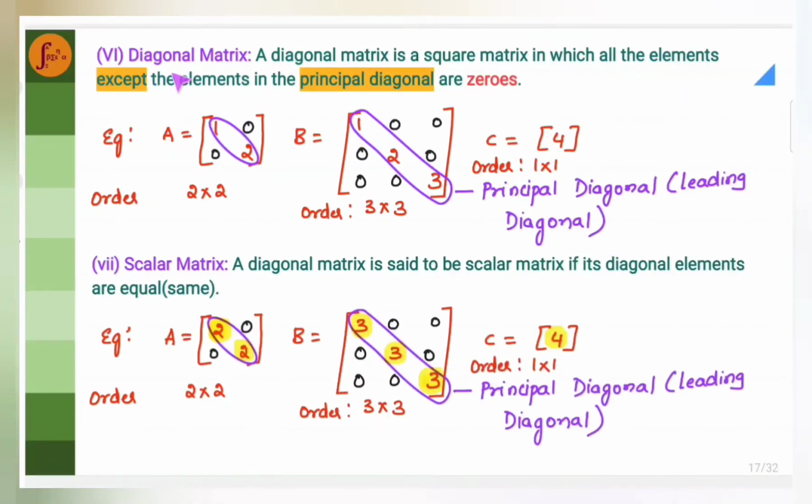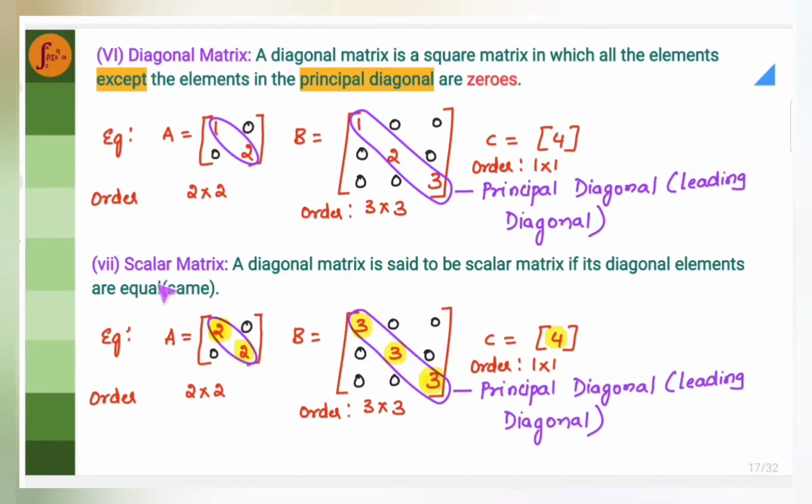The next type of matrix is diagonal matrix. In a diagonal matrix, other than the principal diagonal elements, this is the principal diagonal, other than these elements, everything else has to be 0, right? Every other element should be 0 other than the elements in the diagonal. And one thing to note is, diagonal matrix is always a square matrix. That is, the number of rows and number of columns are going to be same.